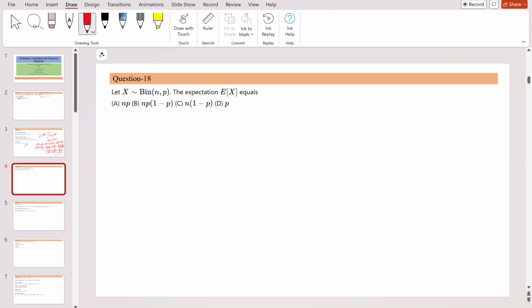Okay. Let's move forward, try to solve this problem. Here it is given that X is a binomial distribution with parameters n and p, and you have to find the expectation of X.